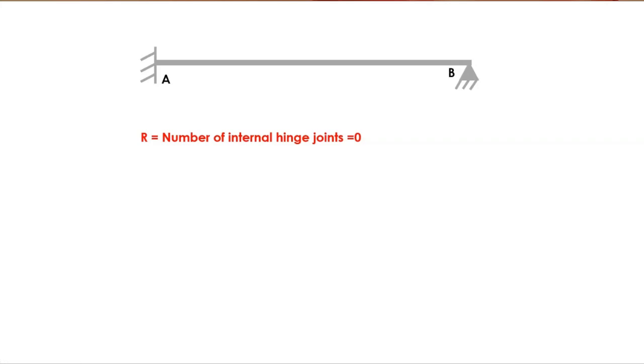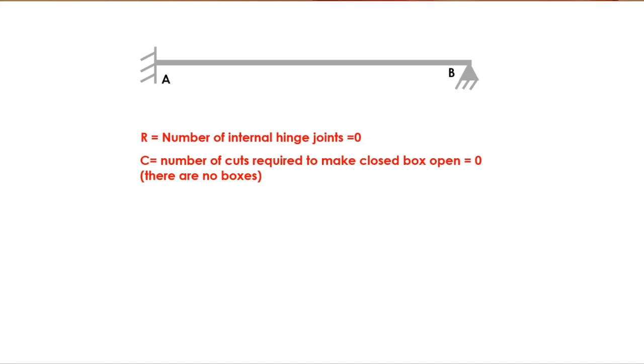Moving on to the beam given in the question. So this was the beam. Capital R is number of internal hinges, which we'll be dealing with in the next question. So it is 0 for this question. Next, C is the number of cuts required to make the closed box open. There is no box structure in this question, so the value of C equals 0. M is number of members. There is one member, that is AB.